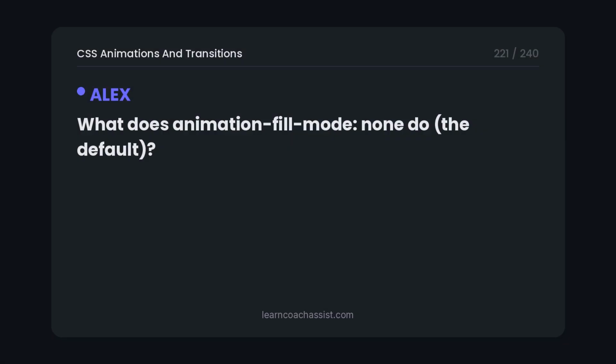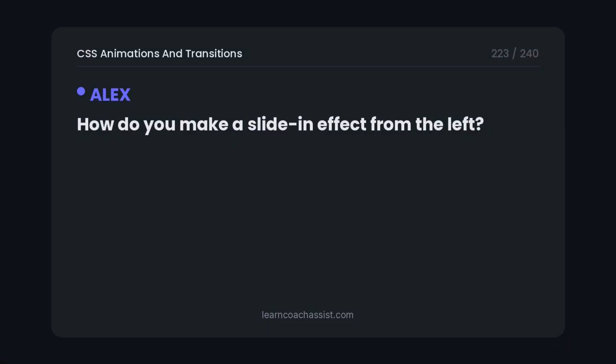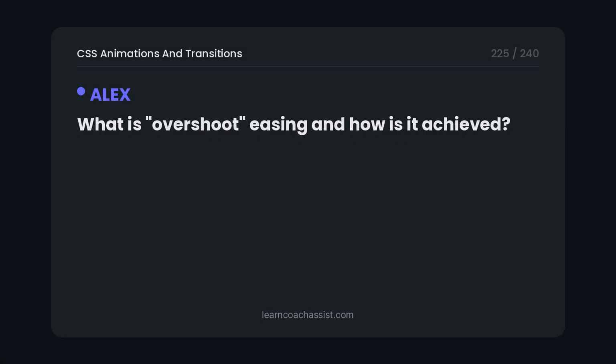What does animation-fill-mode: none, the default, do? The element styles are only affected while the animation is running. Before start and after end, it returns to its base styles. How do you make a slide-in effect from the left? @keyframes slide-in, from transform: translateX(-100%), to transform: translateX(0), and apply it with a duration and easing.